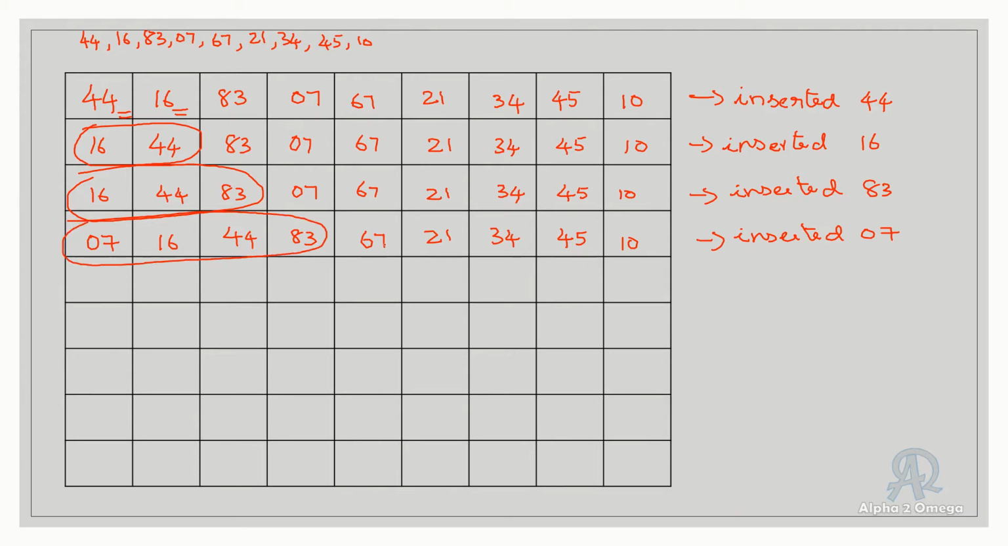Okay, now the next one is going to be compared with the value 67. Logically, 67 is greater than 7 and 16, isn't it? And it is not 44. So how will it decide? This 67 will come somewhere between 44 and 83. 67 should come somewhere between these two values only. So it will not disturb the sorted elements, they will stay as they are.